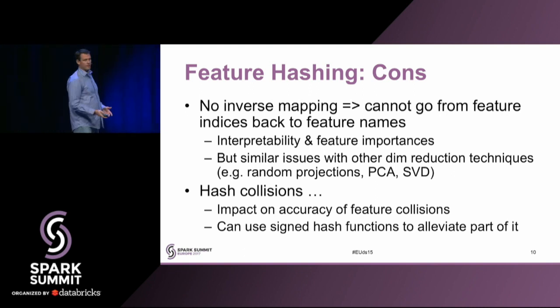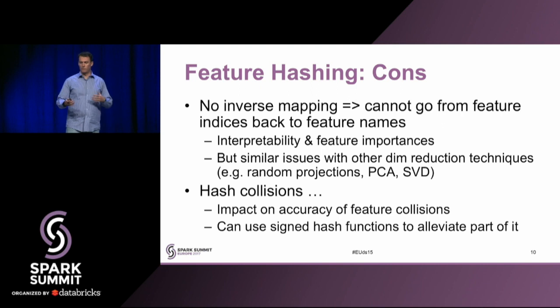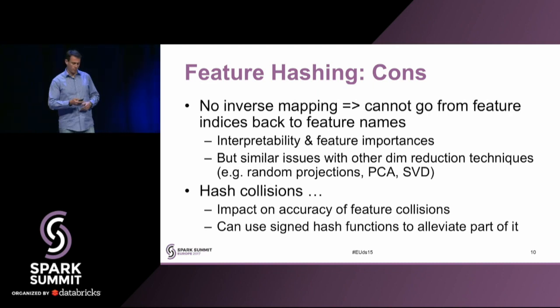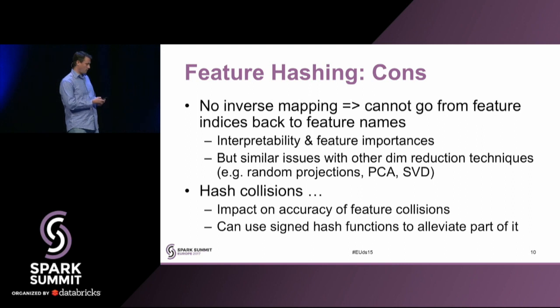One way of addressing that is to use a signed hash function. One feature might hash to a positive value. Another feature that happens to collide with that feature may hash to a negative value. And the idea is that in aggregate, the mean value is kind of zero and it's unbiased. So that's one way of alleviating that. But it turns out that the impact on accuracy is actually very low for sparse data, as long as you use a sufficiently large hashed vector size.